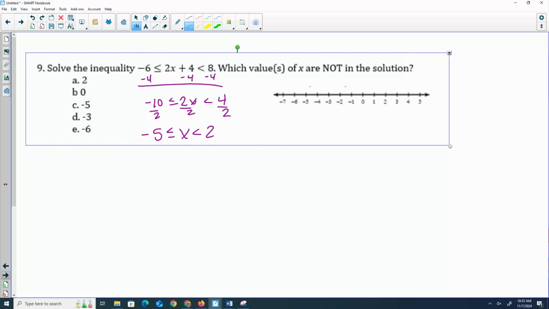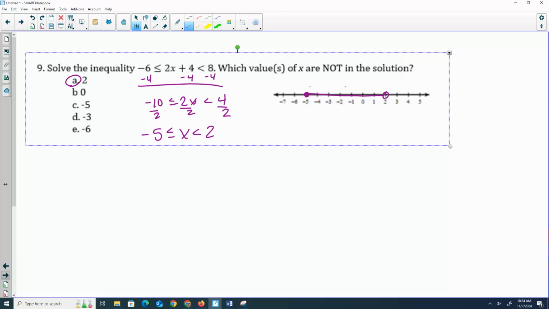Okay, so what that means, we're starting at -5. It ends at 2. I'm asking which values are not in the solution. So the solution is the shaded part. Is 2 in my solution? I have a 2, but what kind of circle do I have there? An open circle. That means it's less than 2, but can it equal 2? No. So is 2 part of the solution? No. It's not. Alright, is 0 part of my solution?